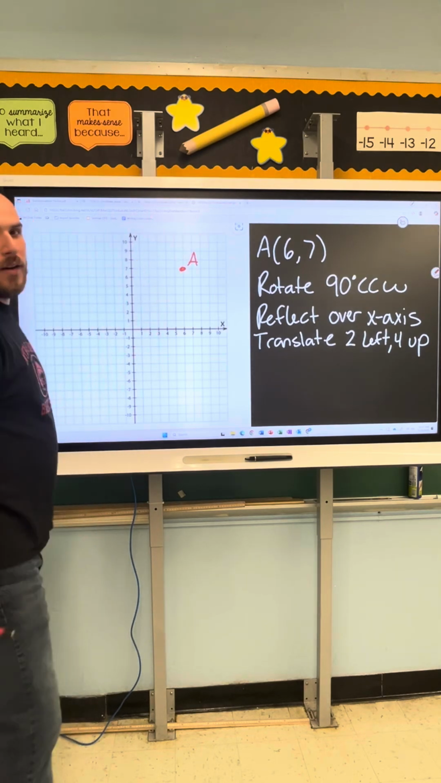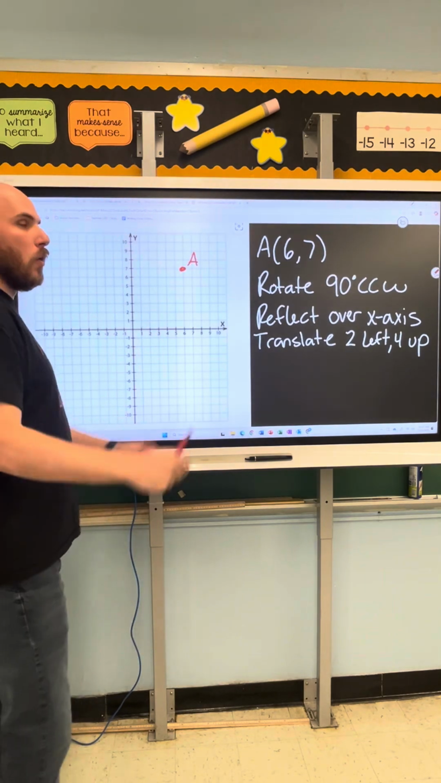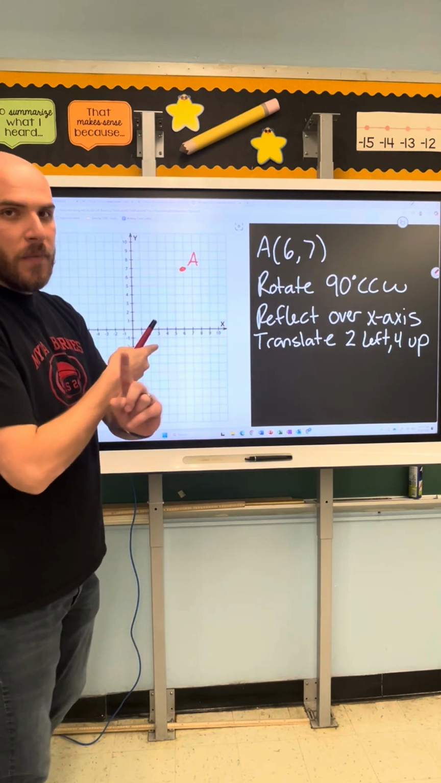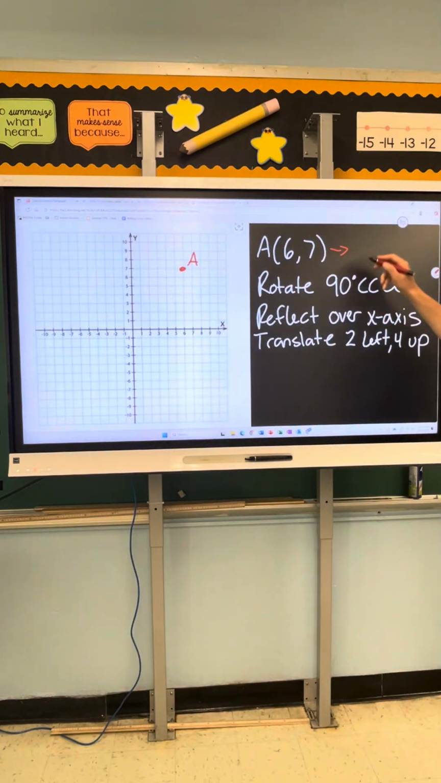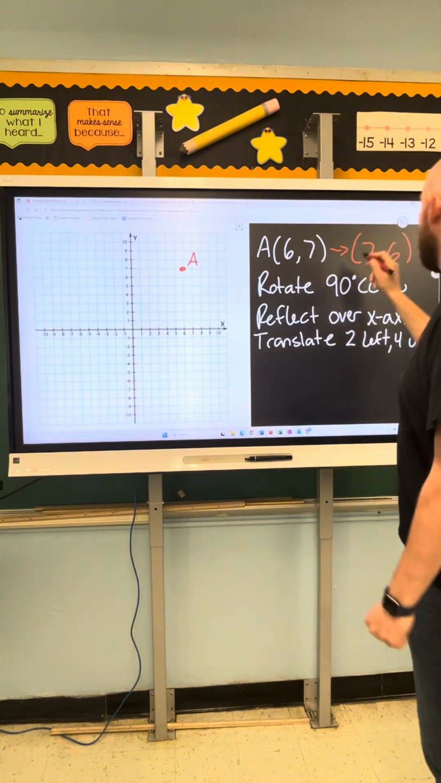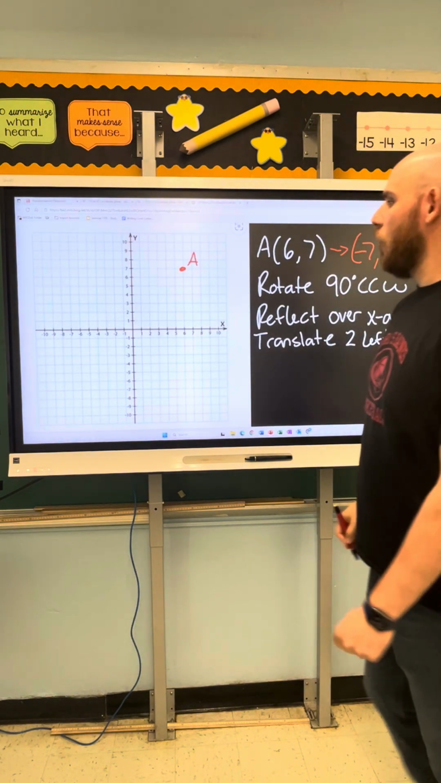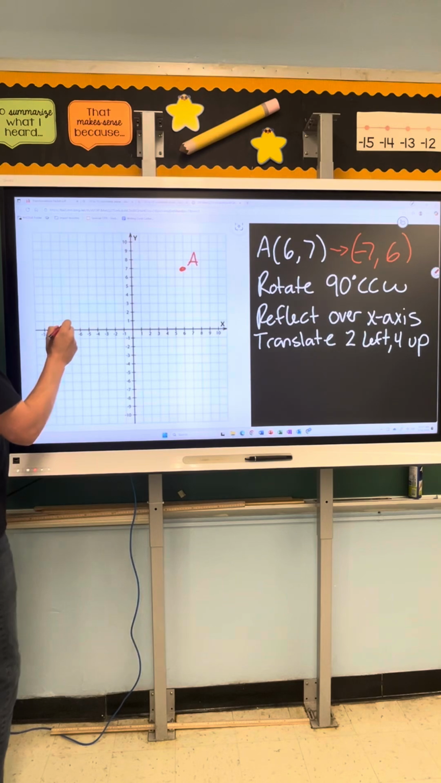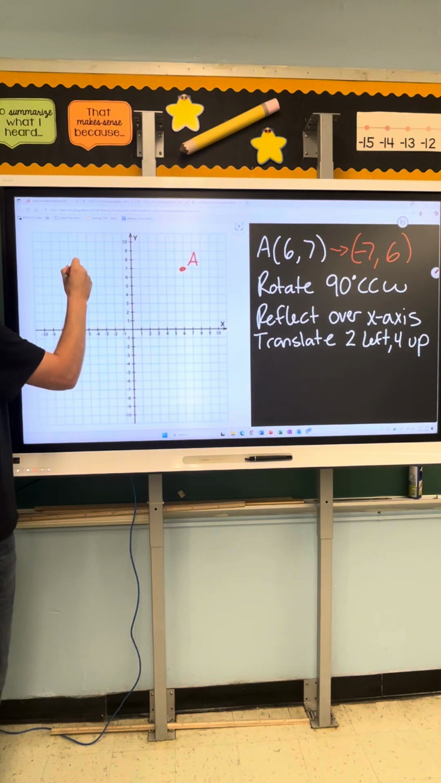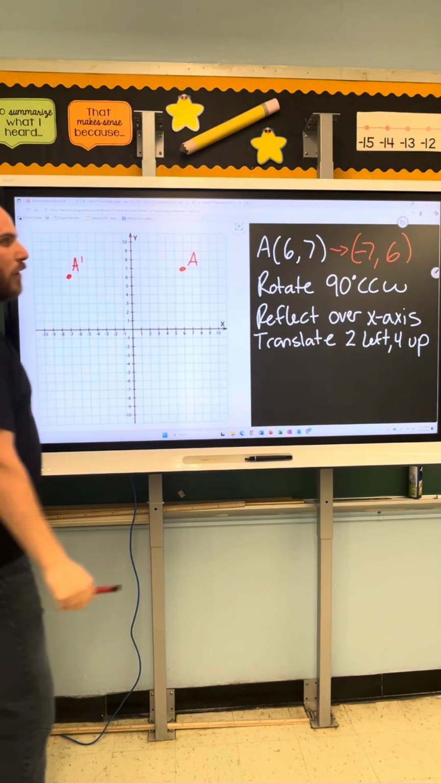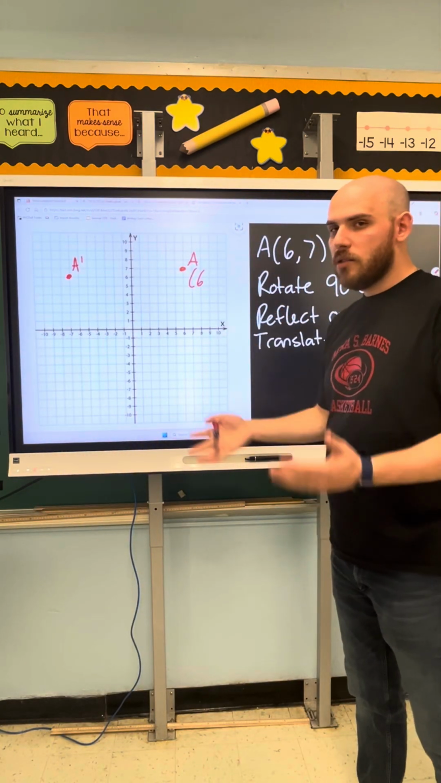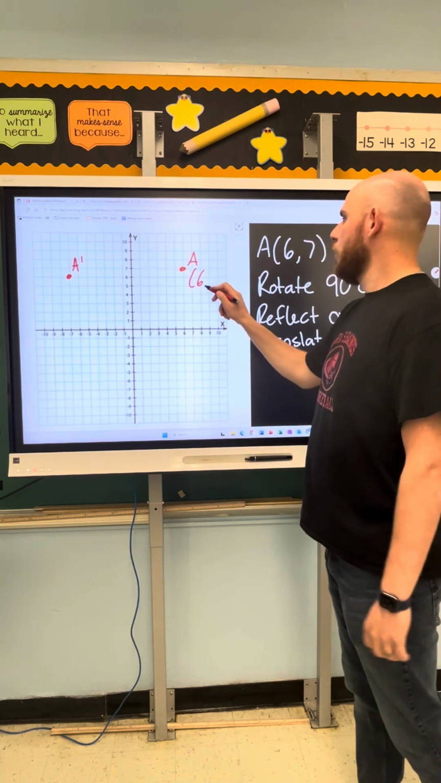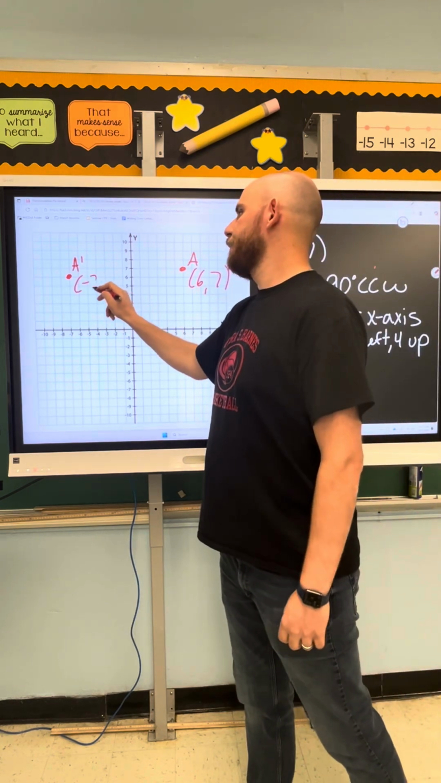The rule for a 90-degree counterclockwise rotation is to switch the order of the points and then take the opposite of the new x. So that turns into (7, 6), and then take the opposite of the new x, so it'll be (-7, 6). So let's see, where is that? (-7, 6). That's our A prime, okay? Done. Now, we started off with (6, 7), and now we're at (-7, 6).